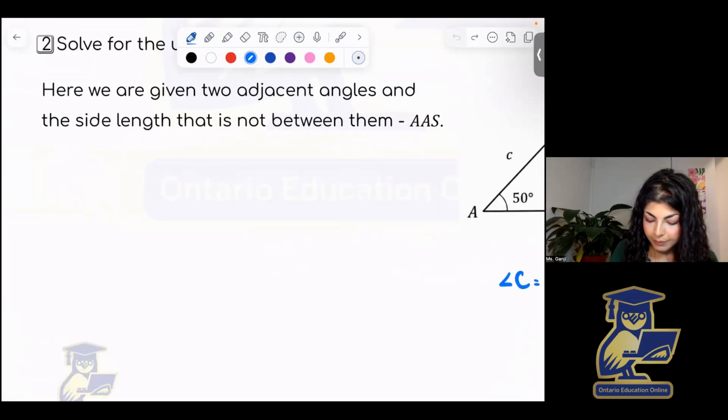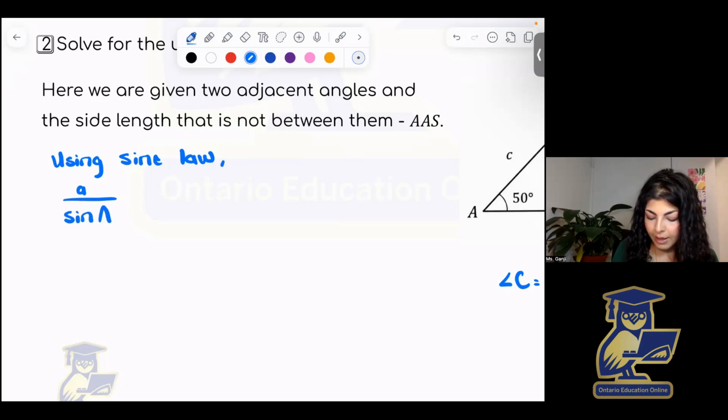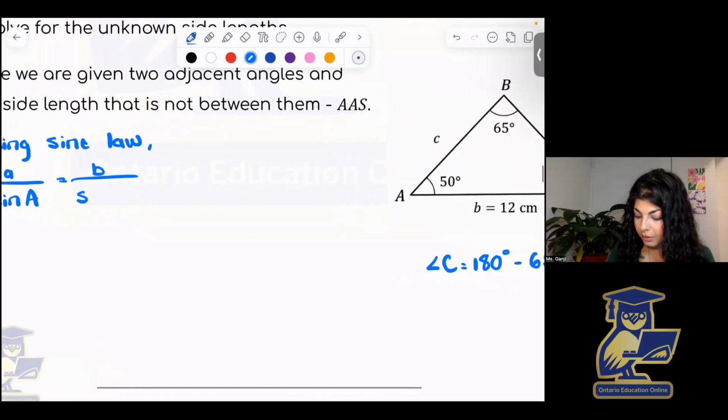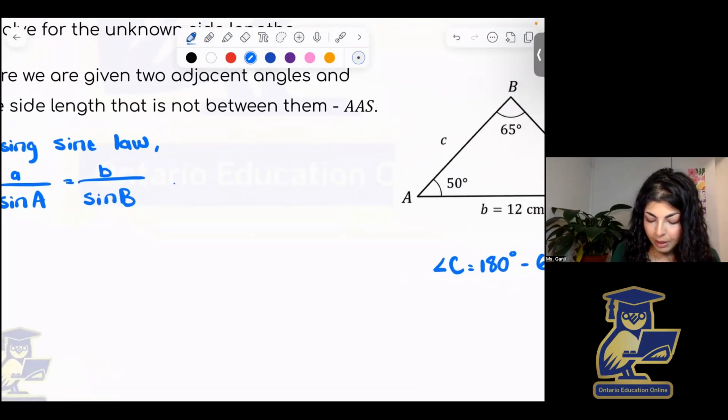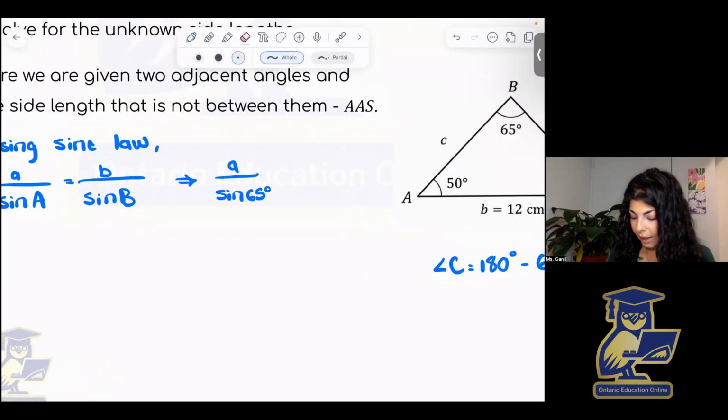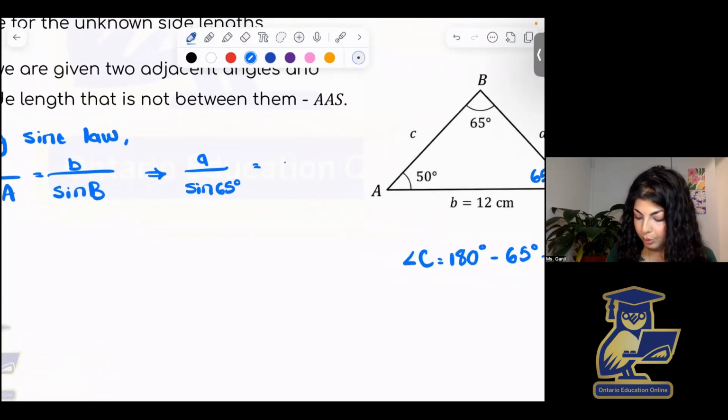So using, and again, remember now that we have trig ratios, Pythagorean theorem, and sine law, it is a good practice to write which one you're using. So using sine law, A over sine A is equal to B over sine B, which then gives us A over sine of 65 degrees. Actually, A is what we're trying to solve. And this is equal to 12 over sine of 65 degrees, and solving for A.